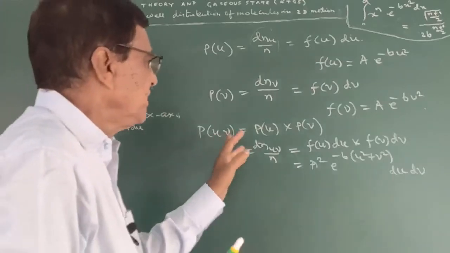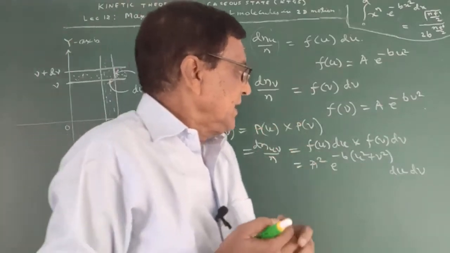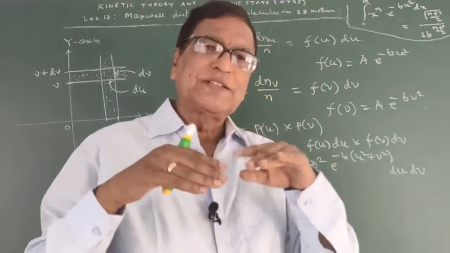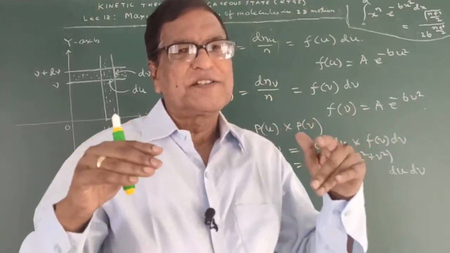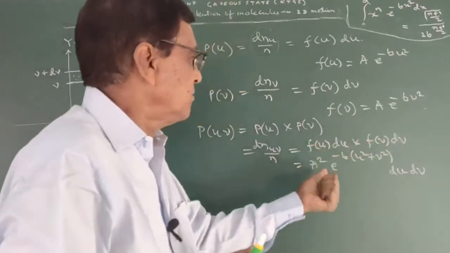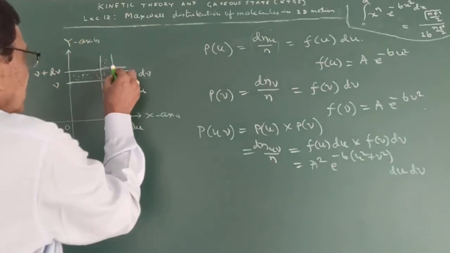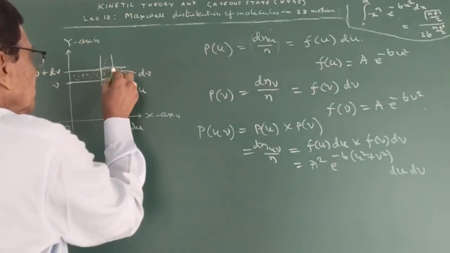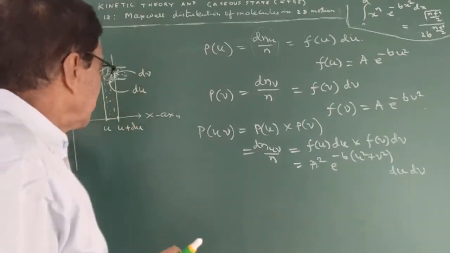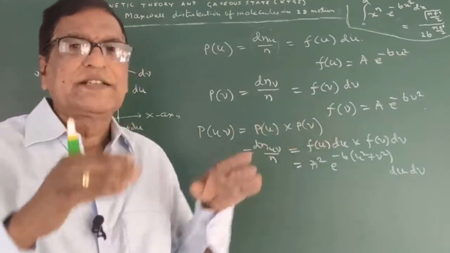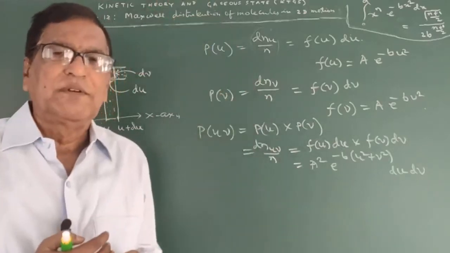So here, the probability of a molecule to have the x component velocity u to u plus du and y component velocity v to v plus dv, this fraction of molecules will be located within this rectangular area in planar motion. Whenever molecules are moving along the x-axis and y-axis, it is planar motion. The z component of the velocity is equal to 0.